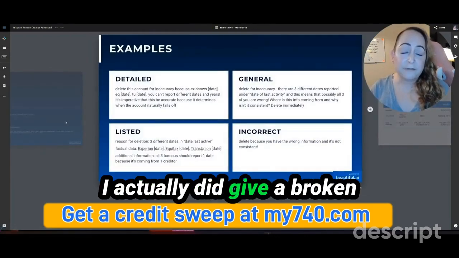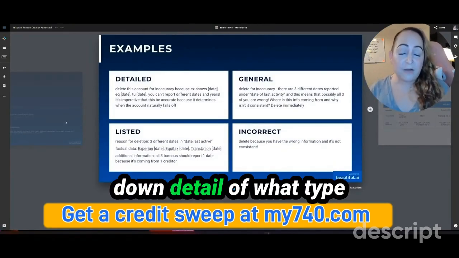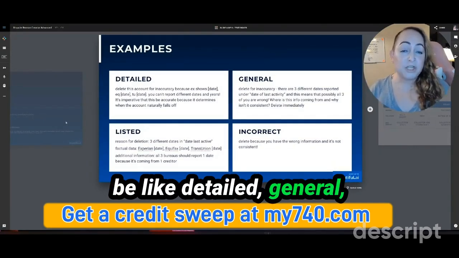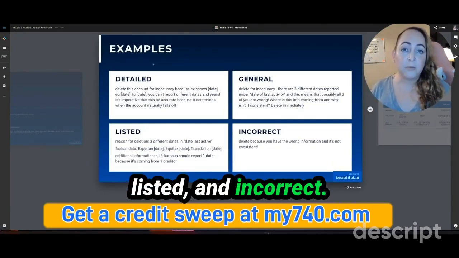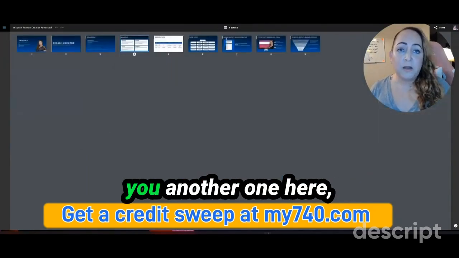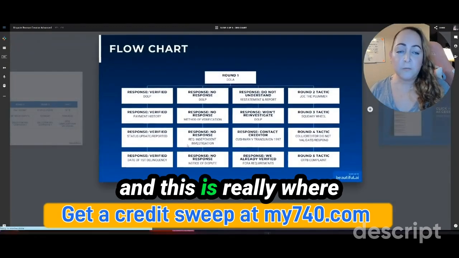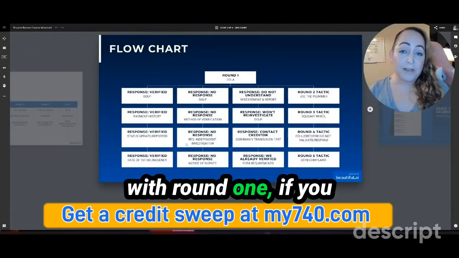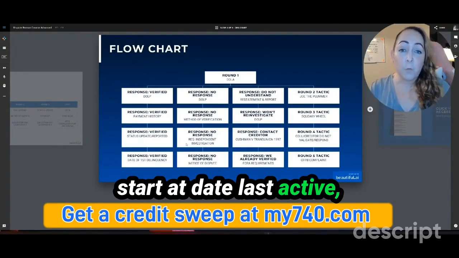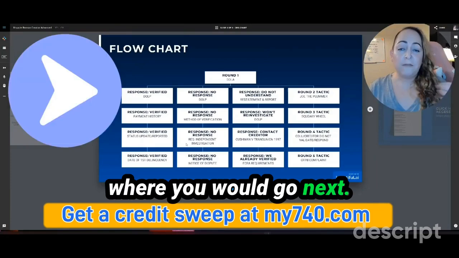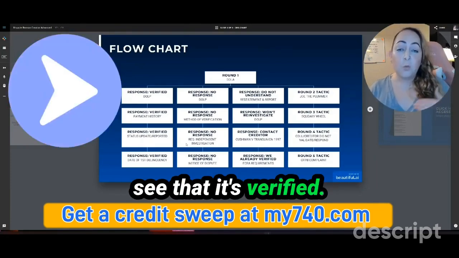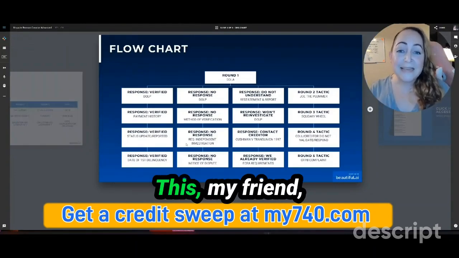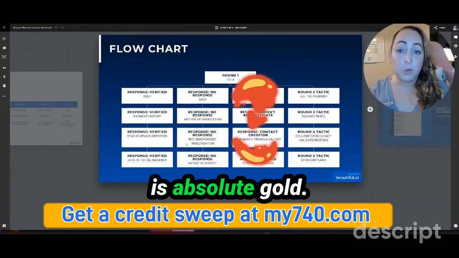I actually did give a broken down detail of what types of dispute reasons would be detailed, general, listed, and incorrect. And then I'm going to show you another one here, and this is really where it gets into a lot of stuff. It's going to show you with round 1, if you start at date last active, where you would go next. If they come back and say that it's verified, where you're going to go next. If there's no response, where you're going to go next. This, my friend, is absolute gold.